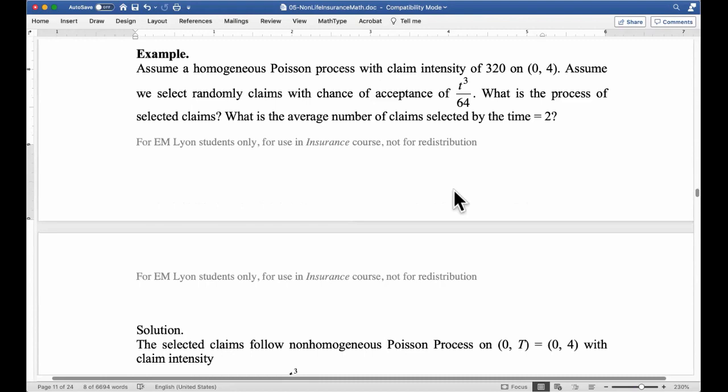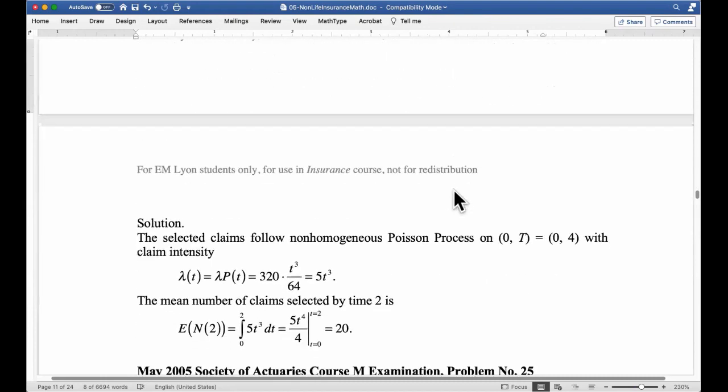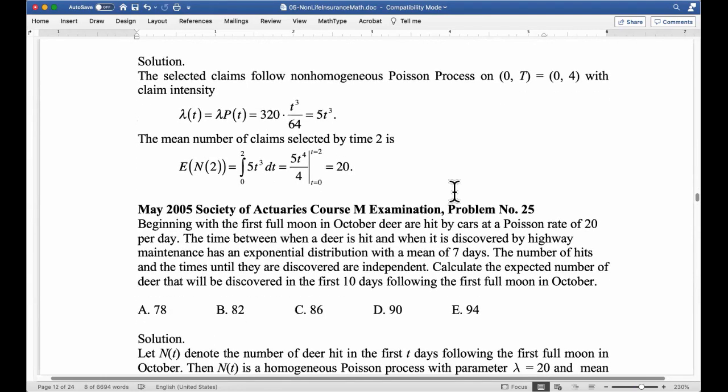What is the average number of claims selected by time t equal to 2? The selected claims follow a non-homogeneous Poisson process on [0,4] with claim intensity equal to lambda times P(t). So it's 320 times t cubed over 64, which is 5t cubed. The mean number of claims selected by time 2 is the integral from 0 to 2 of lambda(t), which later on we call m(2), but in this case it's just calculated directly. That's equal to 5t to the fourth over 4, the function whose derivative is 5t cubed, evaluated from t equal to 0 to t equal to 2.